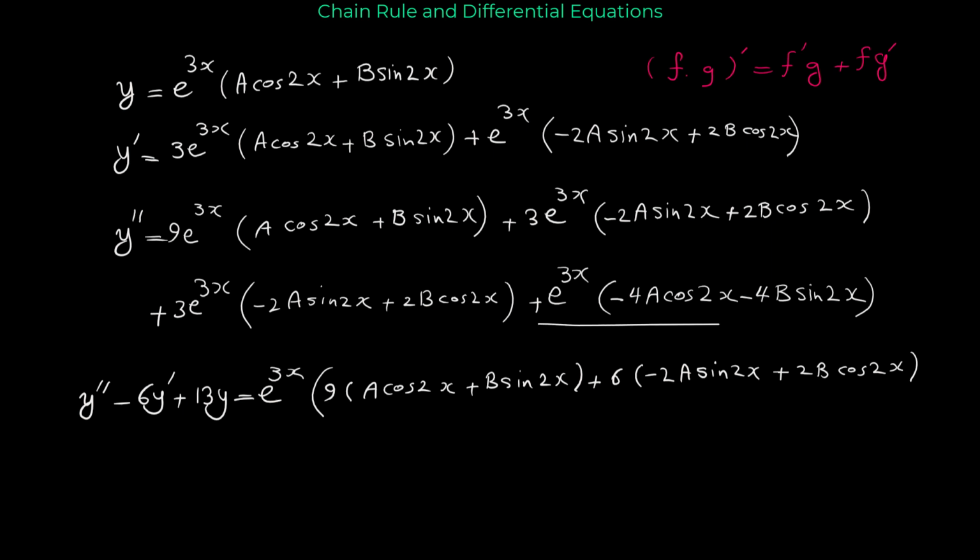And finally, from this we only have to write this because we factored e to the 3x. So plus negative 4a cosine 2x minus 4b sine 2x.